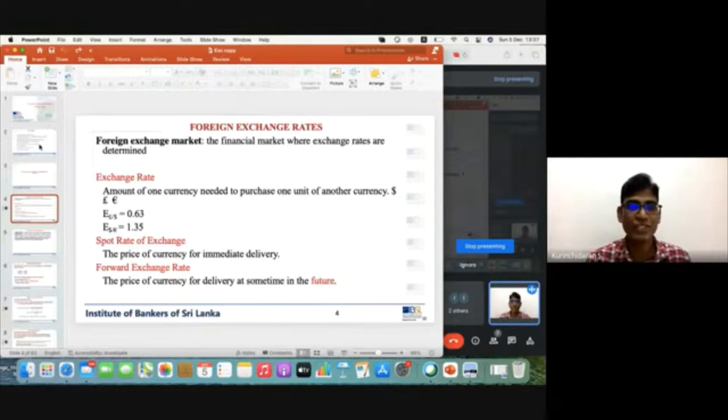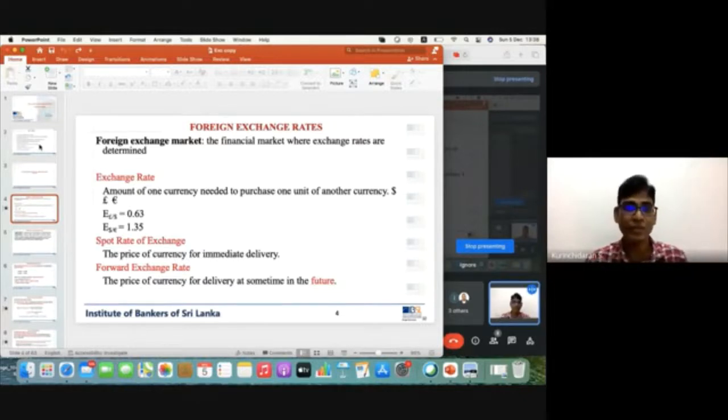Foreign exchange rates are determined at the foreign exchange market. We always have two markets in our mind. One is the financial market, another is the goods and services market. If you want to buy goods, you buy from the market, and the price of the good is determined by buyers and sellers, so the demand and supply curve. Like that, in the financial market, the price, where the interest rate or exchange rate is determined, right?